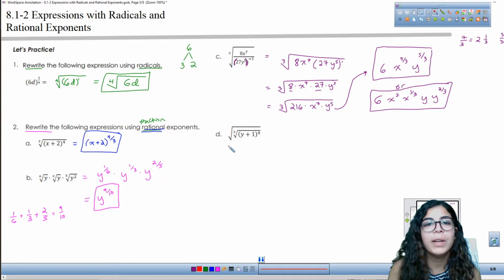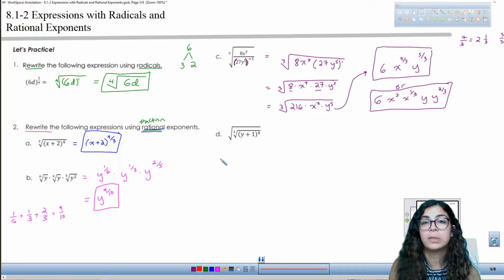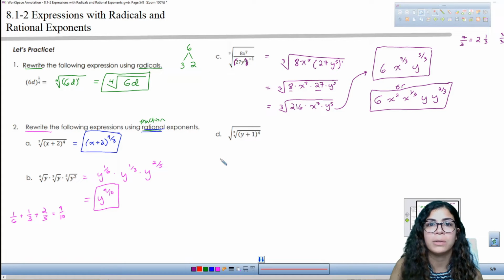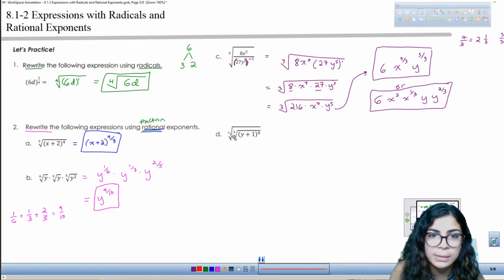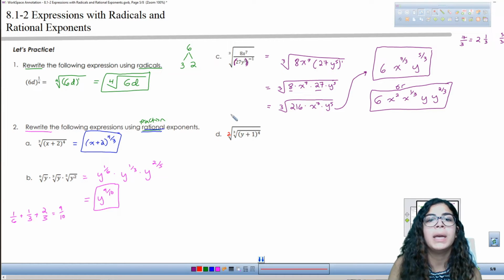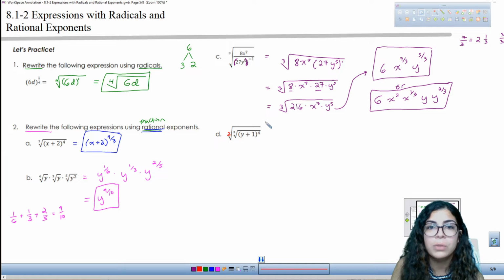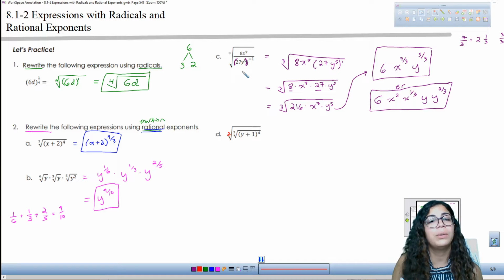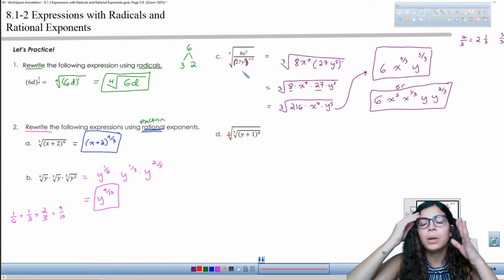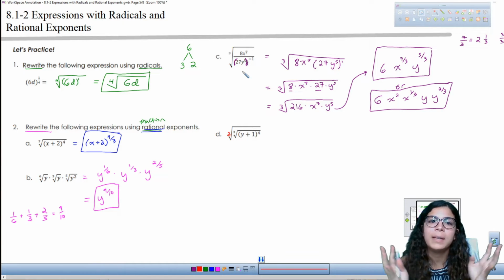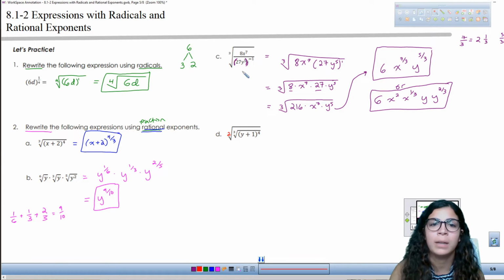Okay, moving right along to part D. So part D actually looks complex because you have multiple radicals, right? You have a square root, right? The index is imaginary, but we know it's 2, for the square root. And then we have a cube root. So we have the square root of all of this and the cube root of all of this. So just like here, whenever you have multiple things going on, you want to work from the inside out. Simplify the inside first and then apply the next one.